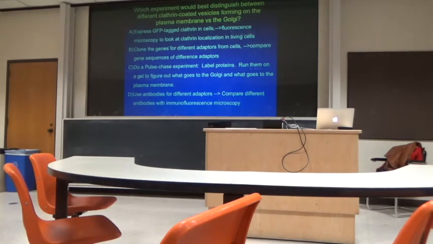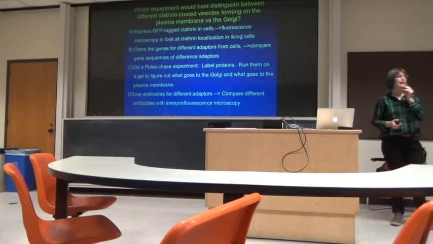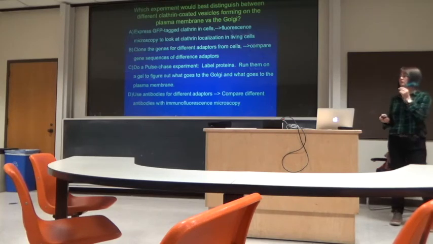The other possibility is to clone genes for different adapters from cells and compare the gene sequences of different adapters. So these adapters would be the ones we talked about, AP1 and AP2. Maybe I didn't talk about those yet. Okay, no wonder no one chose that one. You could clone different gene sequences and compare them, but that's not going to distinguish between the plasma membrane and the trans-Golgi network ones.